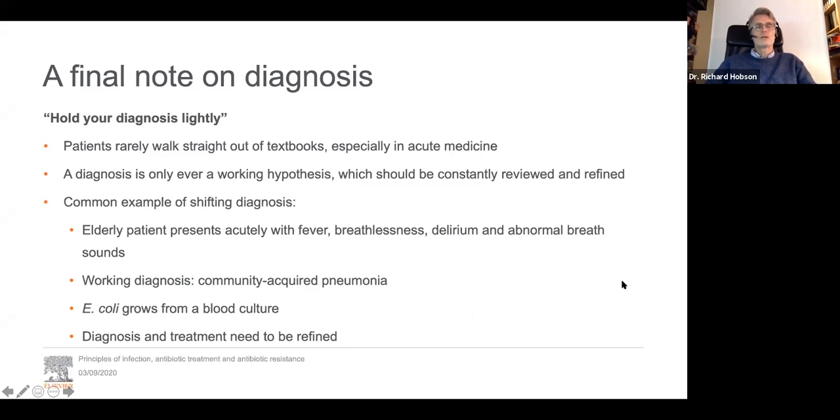It's not uncommon to then grow an organism from a patient's blood cultures, which turns out to be an E. coli or a gram-negative bacillus of some other sort. And at that stage, the diagnosis needs to be revised, reconsidered, and refined, and probably so does the treatment. The reason being that although this fits with pneumonia, an E. coli grown from blood culture rarely fits with pneumonia. It fits with aspiration pneumonia, and it fits with hospital-acquired pneumonia, but it rarely fits with community-acquired pneumonia. And it's more likely that the patient actually has some undiagnosed urine infection or intraabdominal infection. So hold the diagnosis lightly. It's a really important point.